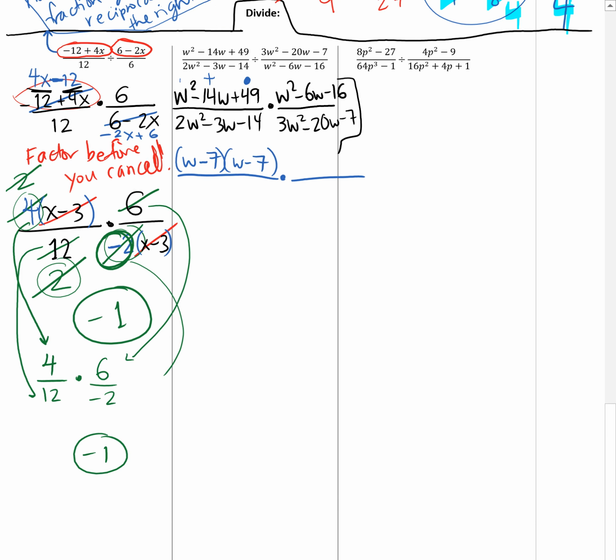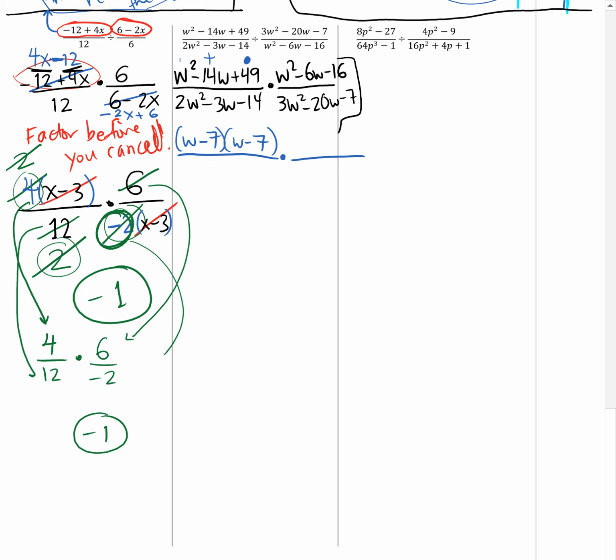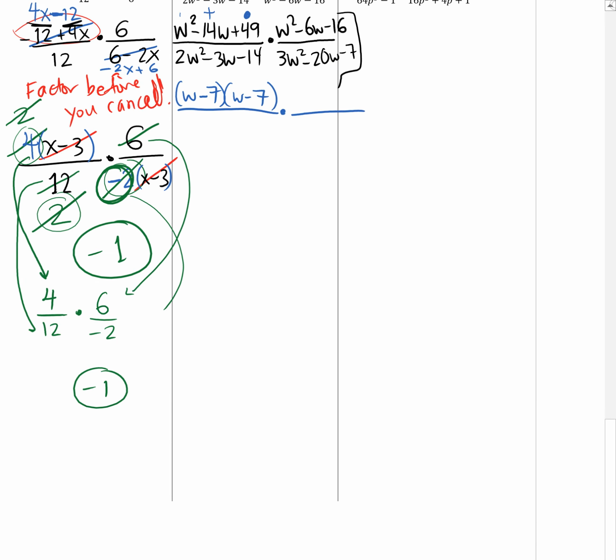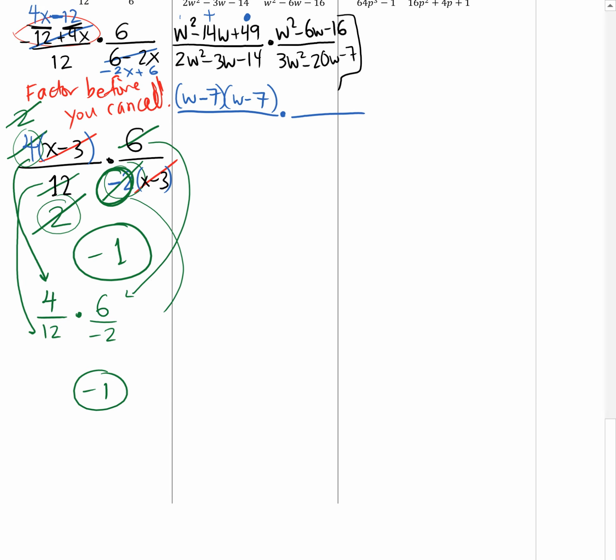So all I can really do is the x method on it. Maybe I'll go to the bottom of the page and try it over there. I'm going to move this downstairs somewhere. What was it again? 2w squared minus 3w minus 14. Let me see. I'm going to make a little x over here. I have to do a times c. A is 2 and c is negative 14. So 2 times negative 14 is negative 28.